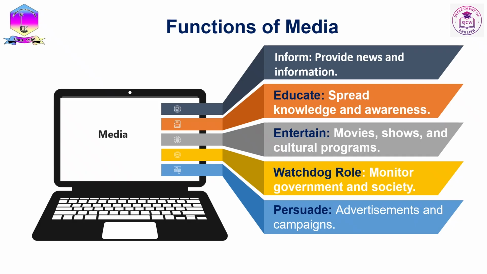Now, let's see the functions of the media. There are 5 functions of media which work 24/7. First, the media's main function is to inform, that is, provide news and accurate information to the society. Then it educates, it spreads knowledge and awareness. Then comes entertainment, that is movie shows or cultural programs. Then the watchdog role. As we discussed earlier, the watchdog role of the media is to make sure that things go on well in the society. Then comes persuasion, through advertisements or campaigns. These are the 5 functions which media has to keep in mind.